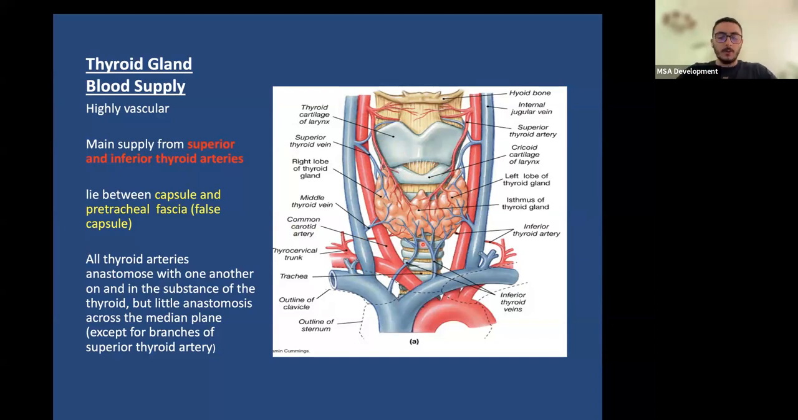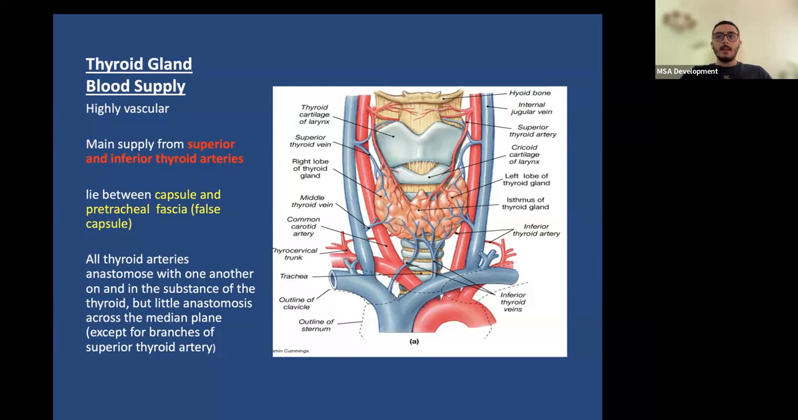Now why is this very important? This is clinically very important because, in surgeries, every artery is accompanying one crucial nerve. So the superior thyroid artery is running with the external laryngeal nerve, and the inferior thyroid artery is running with the recurrent laryngeal nerve.